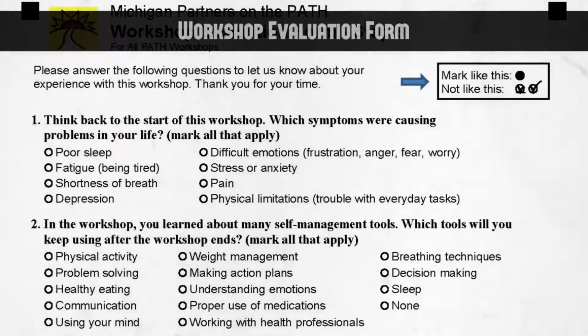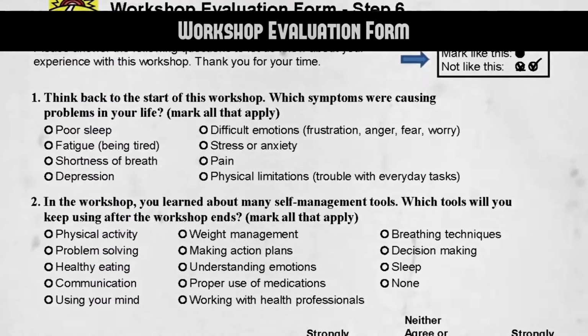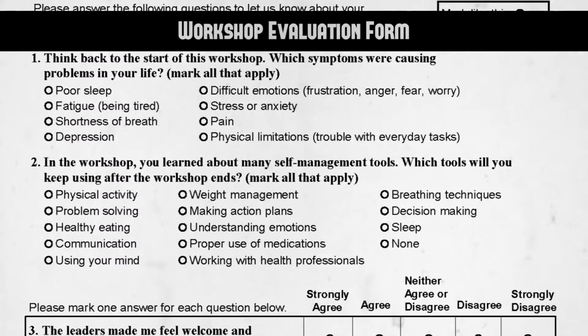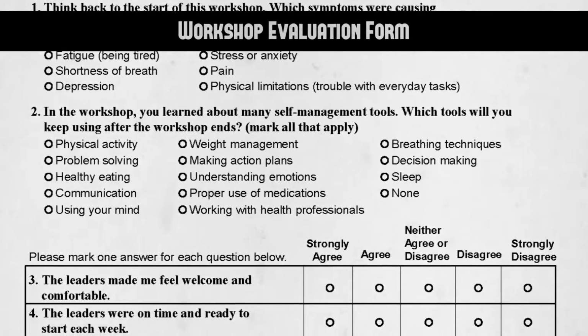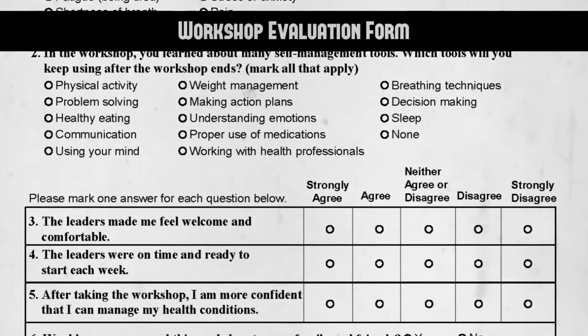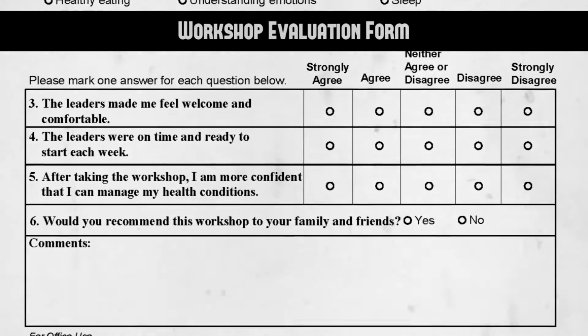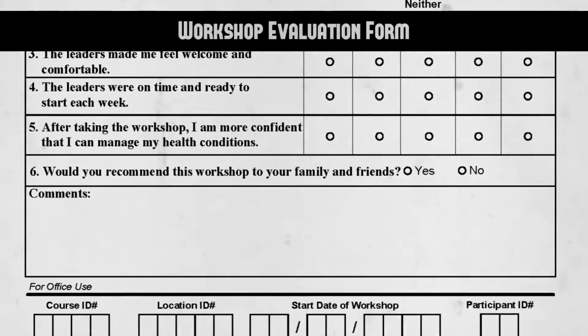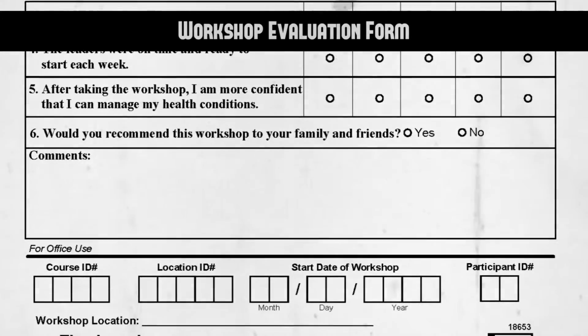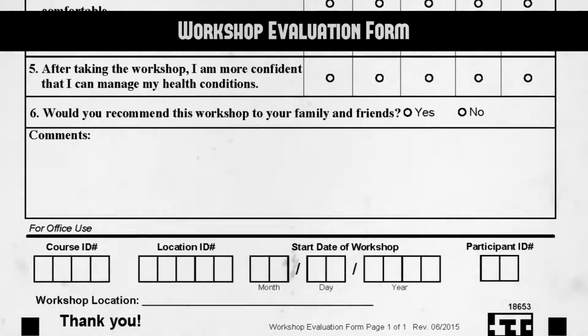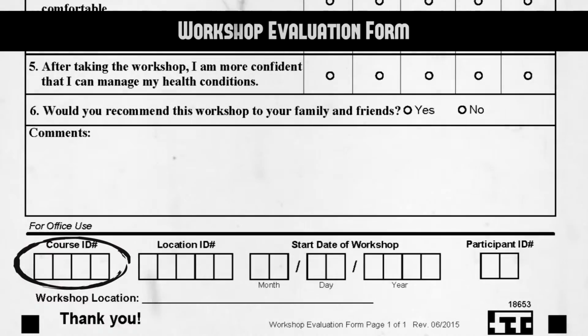Now that you have completed 5 sessions of the Diabetes Path Workshop, the next part of the data collection process begins with the evaluation form. This form is meant to record participants' feedback regarding the workshop experience. Like many of the other forms, the leader must complete the course ID, location ID, and participant ID numbers.